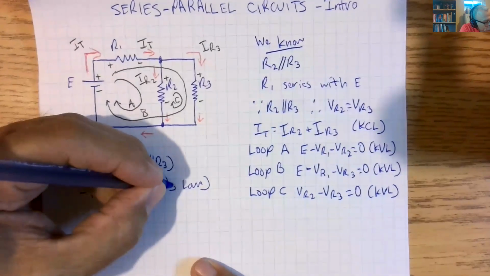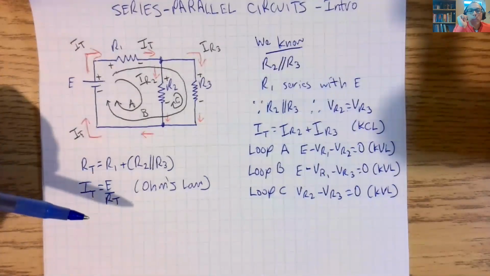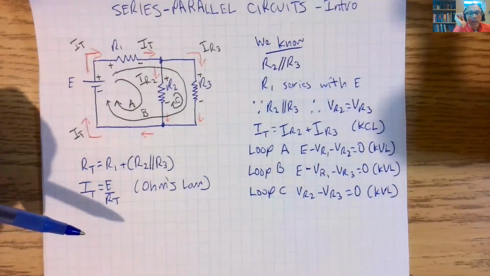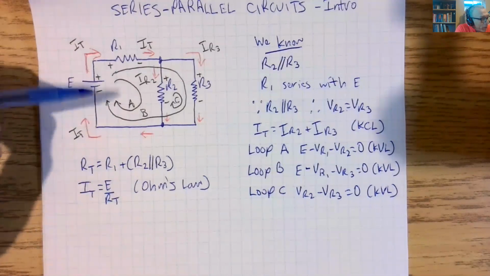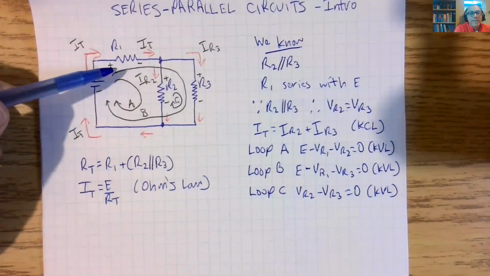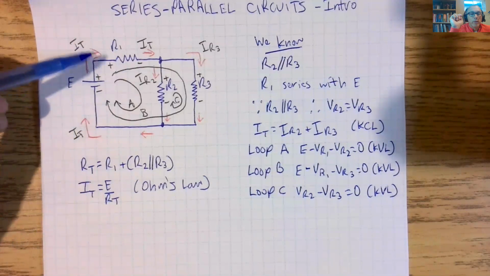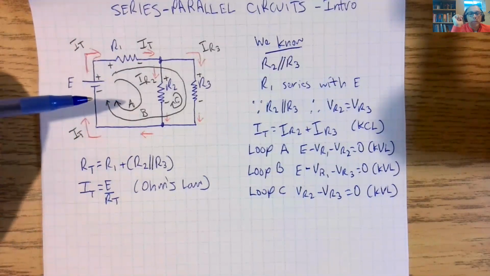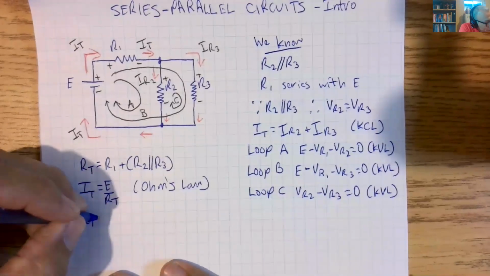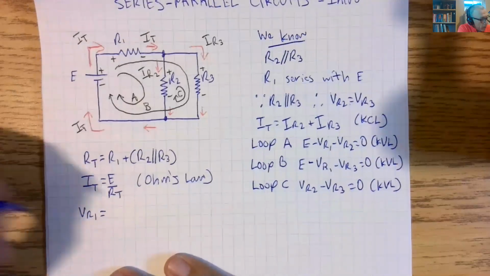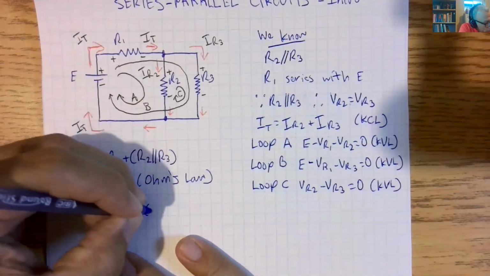So when we're going through these series parallel circuits, we're going to keep referring back to the different rules that we learned about different circuits. So we know that IT is that. Now, because R1 is in series with E, we can use the voltage divider rule to figure out VR1. So VR1 is equal to IT times R1. And that is Ohm's law.